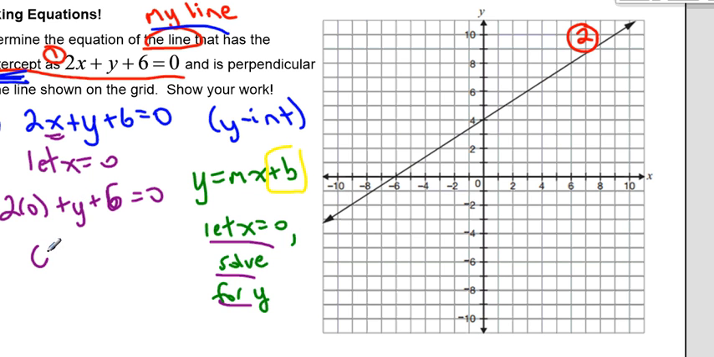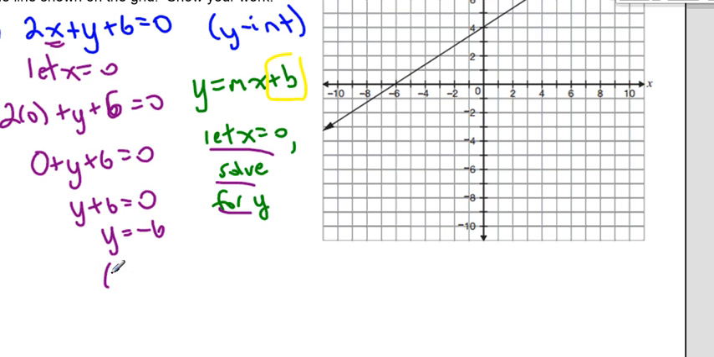2 times 0 is 0, 0 plus y plus 6. So 0 plus 6 is obviously just 6. And then to solve for y, subtract 6 from both sides. So my y-intercept is the point where x is 0 and y is -6.